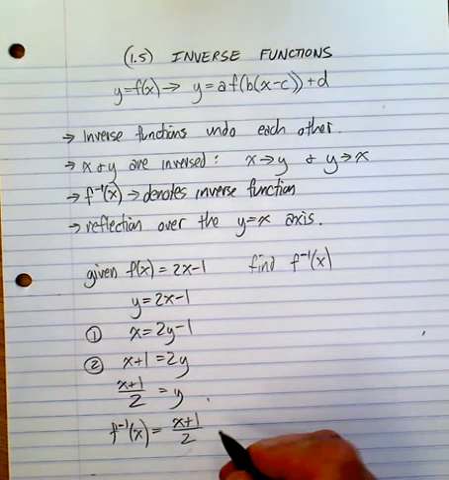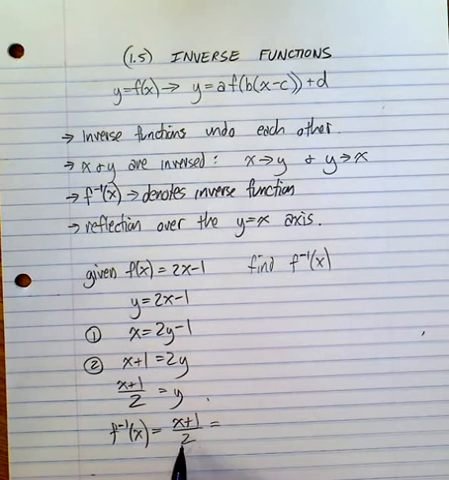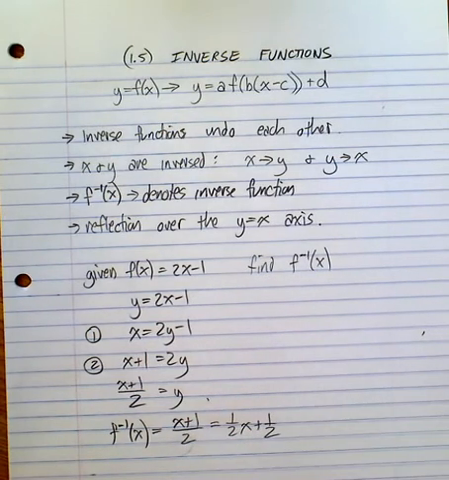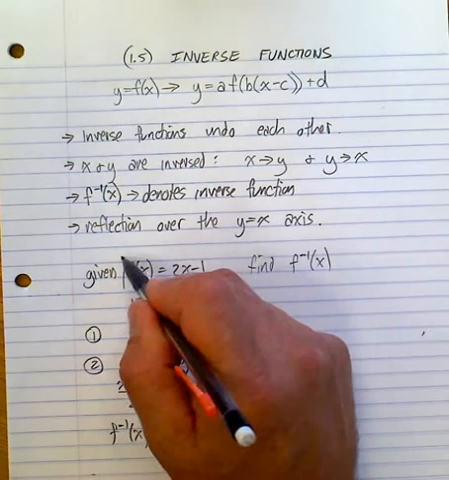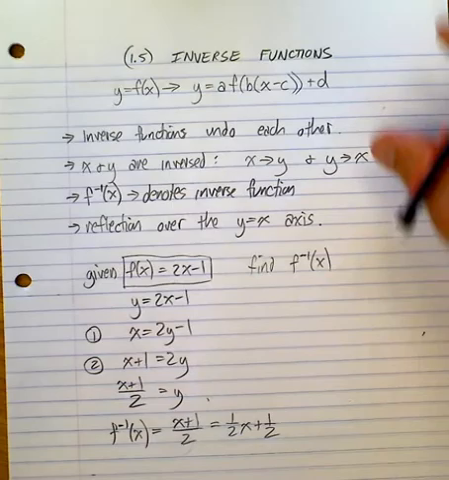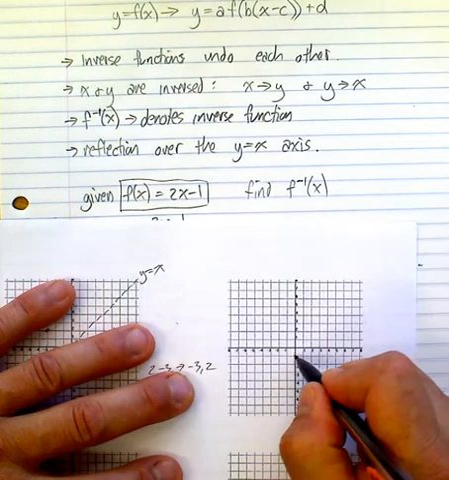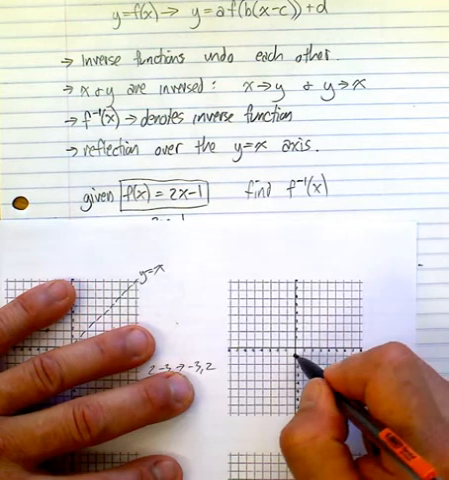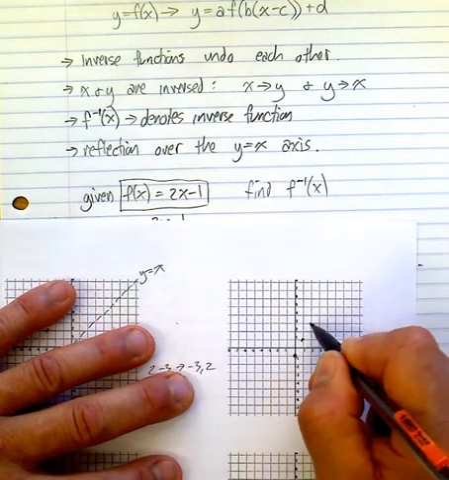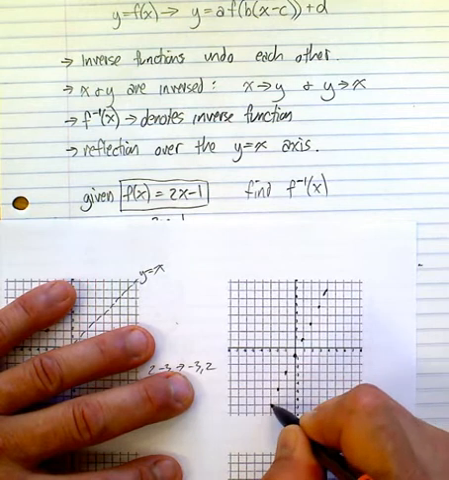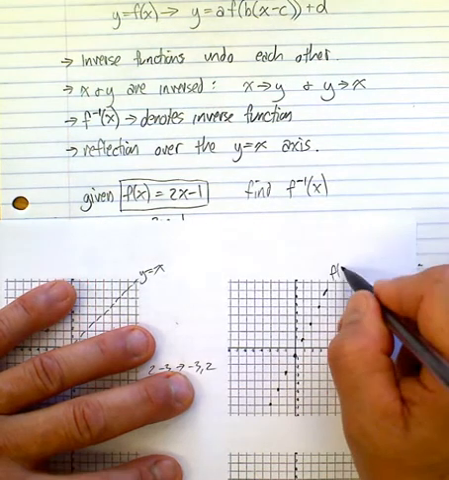Now, if you look at this, this can also be rewritten as 1/2 x plus 1/2. So what I'd like you to look at here now, if this is your original function, let's graph it. 2x minus 1. Minus 1 is my y-intercept, a slope of 2, so up 2 over 1, up 2 over 1. Let's go backwards, down 2, back, there we go. So that's f of x.